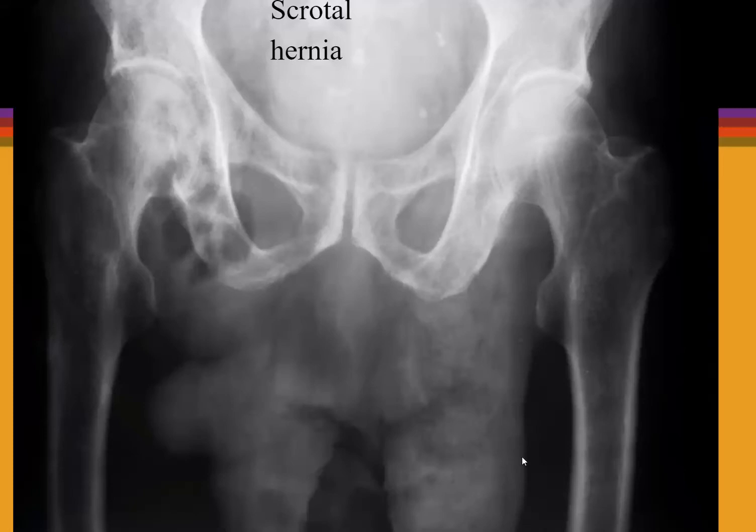You can see the density of the bones versus the density of the soft tissues. And you can actually see air within the scrotal sac, which is air within bowel.